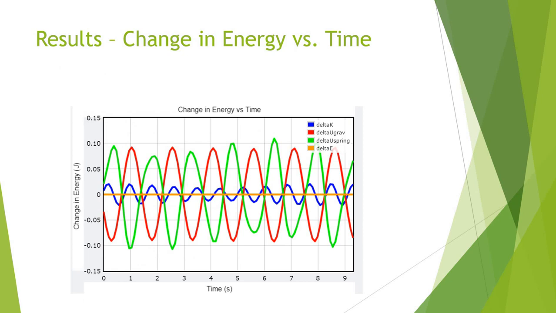Shown here is a graph computed from the model that displays the change in energy versus time. Gravitational potential energy, spring potential energy, and kinetic energy oscillate back and forth throughout the entire process. However, the amplitude of the kinetic energy is much smaller than the potential energies. The orange line on this graph is the change in total energy, which is zero throughout the entire procedure.